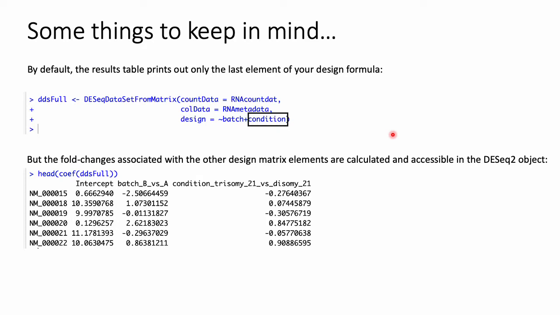Some more notes here about how DESeq actually performs this analysis. By default, DESeq2 is going to print out the last element of your design formula in your results table, but it saves all of these results within the DESeq2 object itself, and they are fully accessible at any time. For example, you can use the coef command on the DESeq2 object to see fold change estimations and the intercept values for all of the groups.